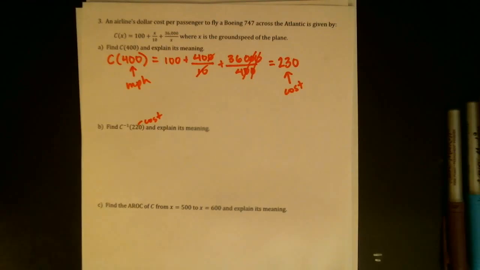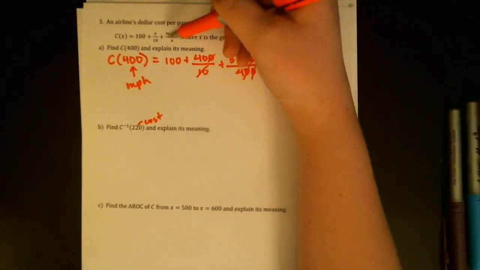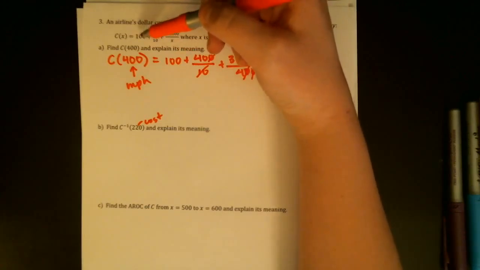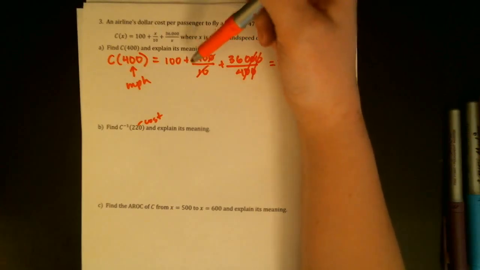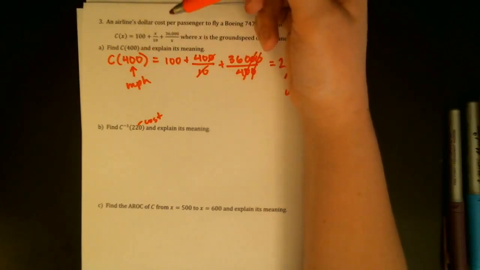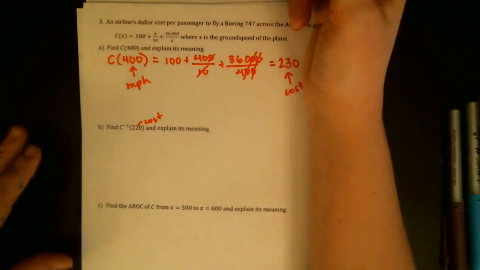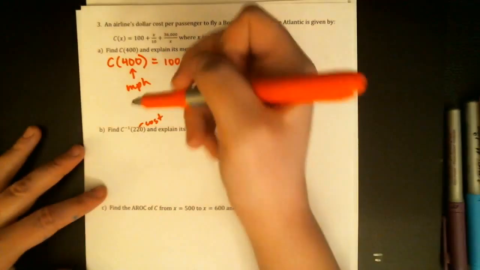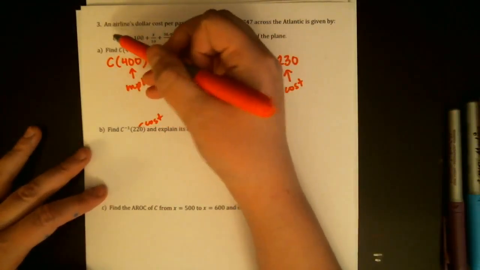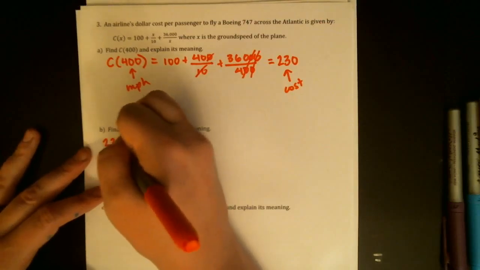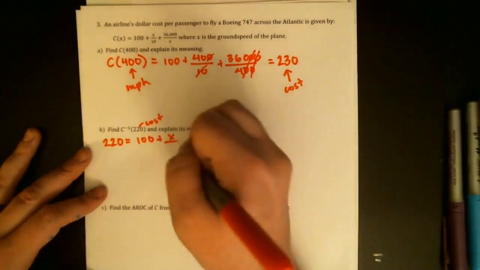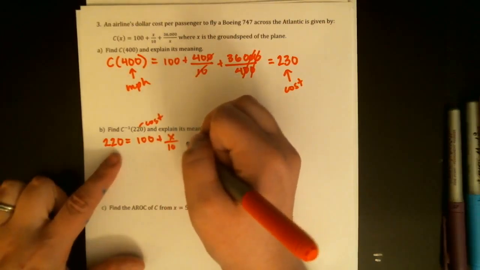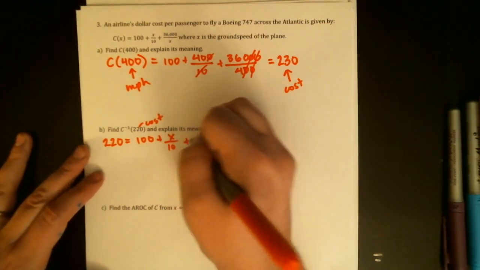So you can go ahead and set up an equation and find the inverse of this thing. So you could say x equals 100 plus y over 10 plus 36,000 over y and try and solve that for y. I think that's doable, although messy. I would say it's easier for us to just say we know the value of the c of x, the cost. Let's go ahead and just solve with, instead of having two variables, the 220 over here.